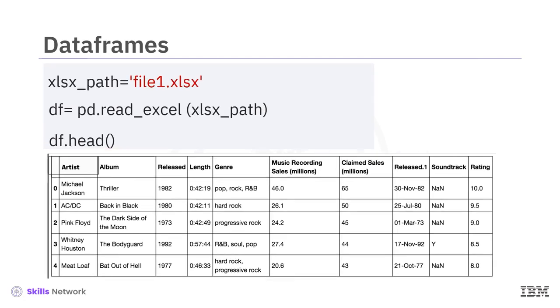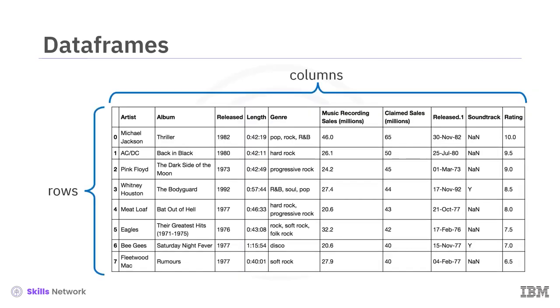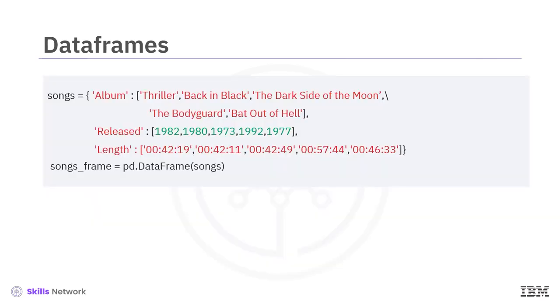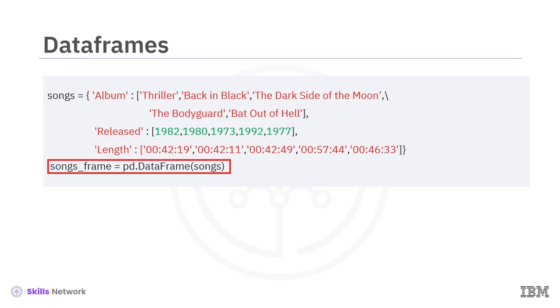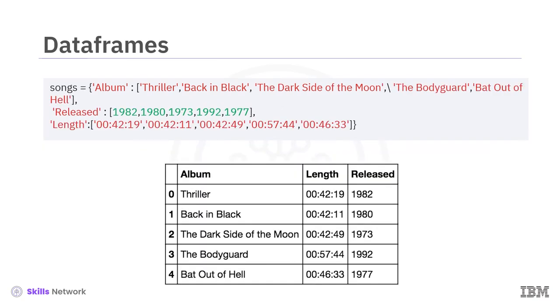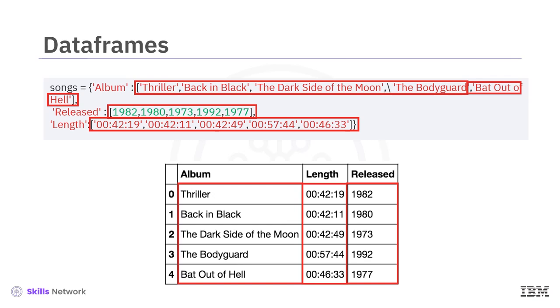The process for loading an Excel file is similar. Use the path of the Excel file, the function read Excel. The result is a data frame. A data frame is comprised of rows and columns. You can create a data frame out of a dictionary. The keys correspond to the column labels. The values are lists corresponding to the rows. You can then cast the dictionary to a data frame using the function DataFrame. Notice the direct correspondence between the table. The keys correspond to the table headers. The values are lists corresponding to the rows.